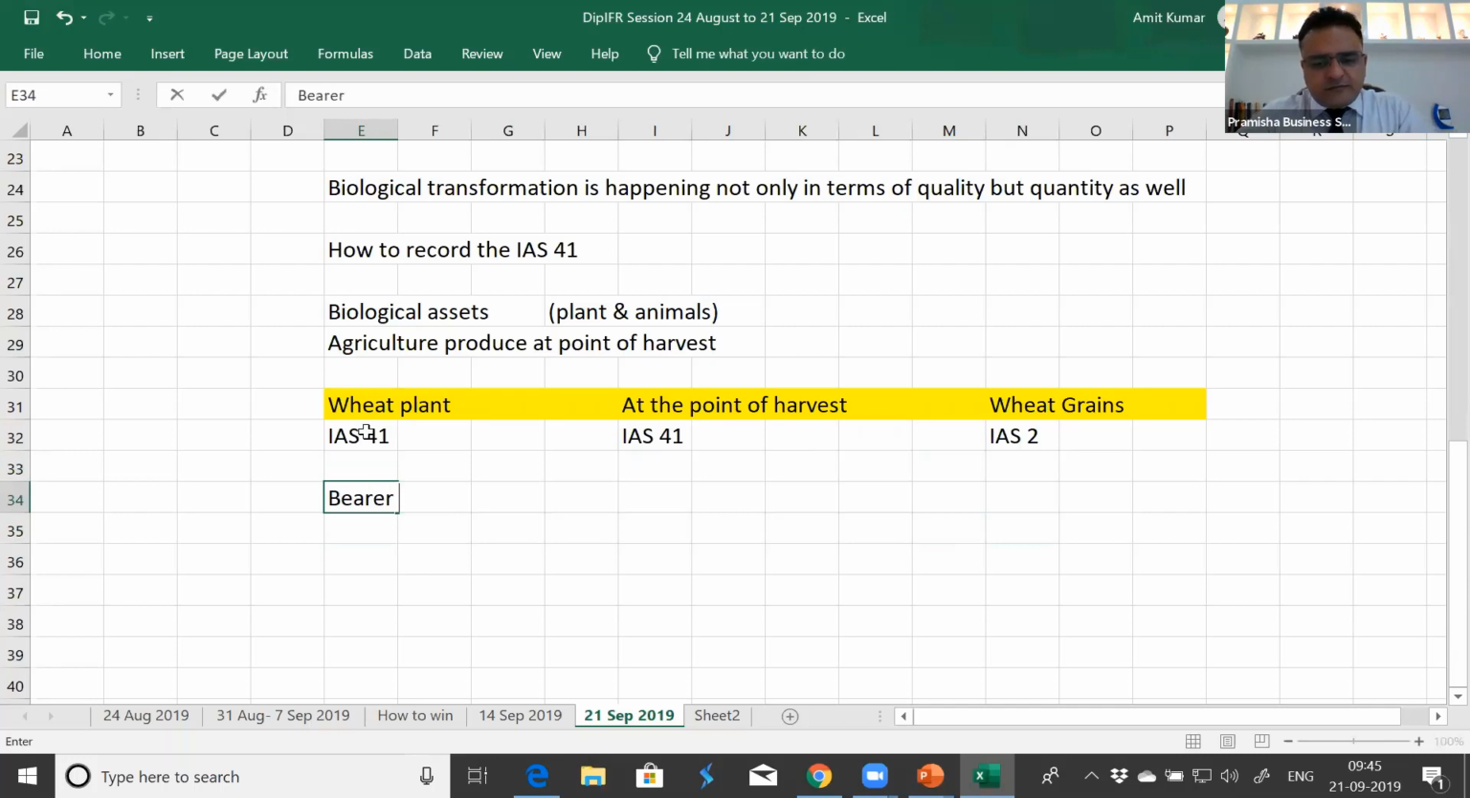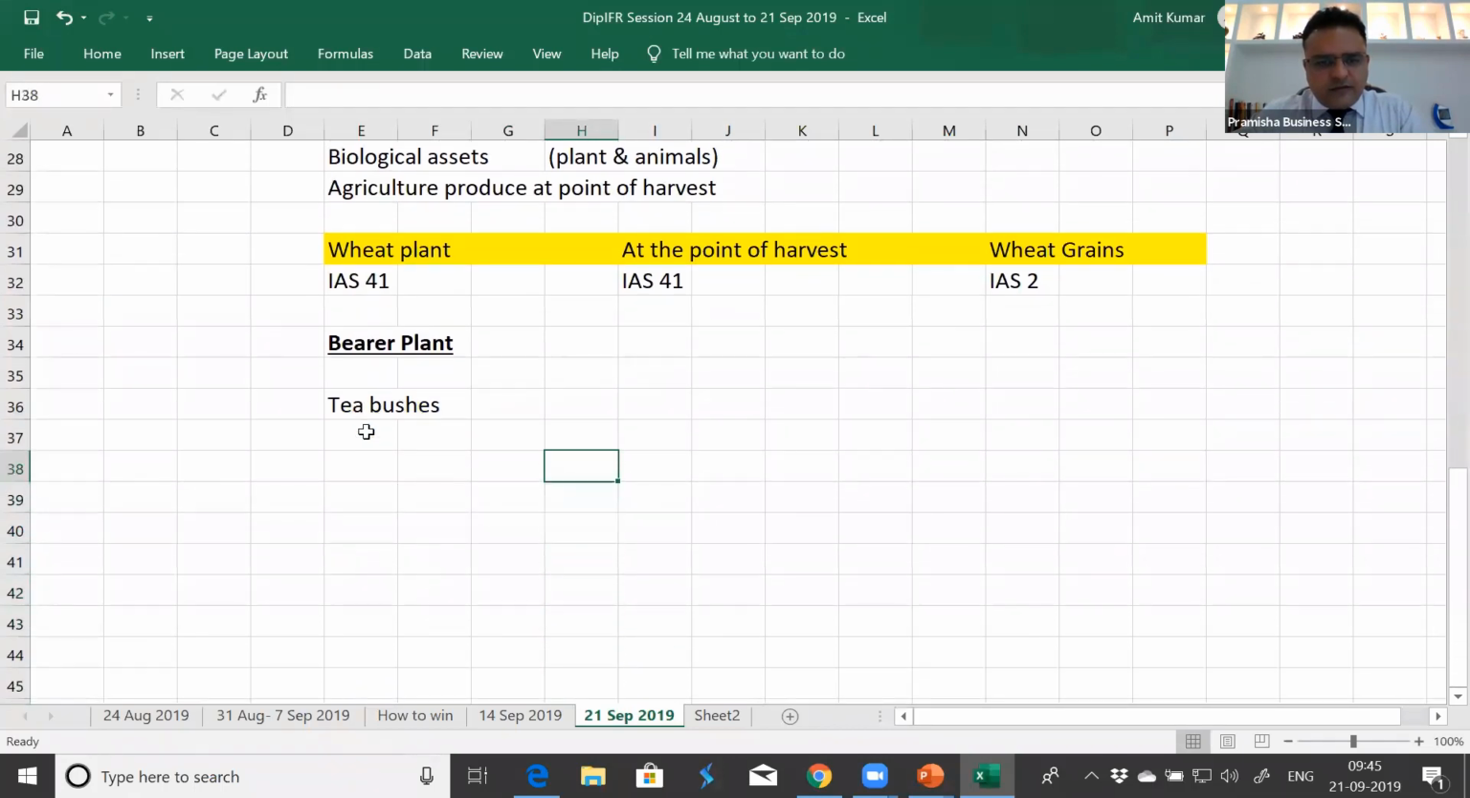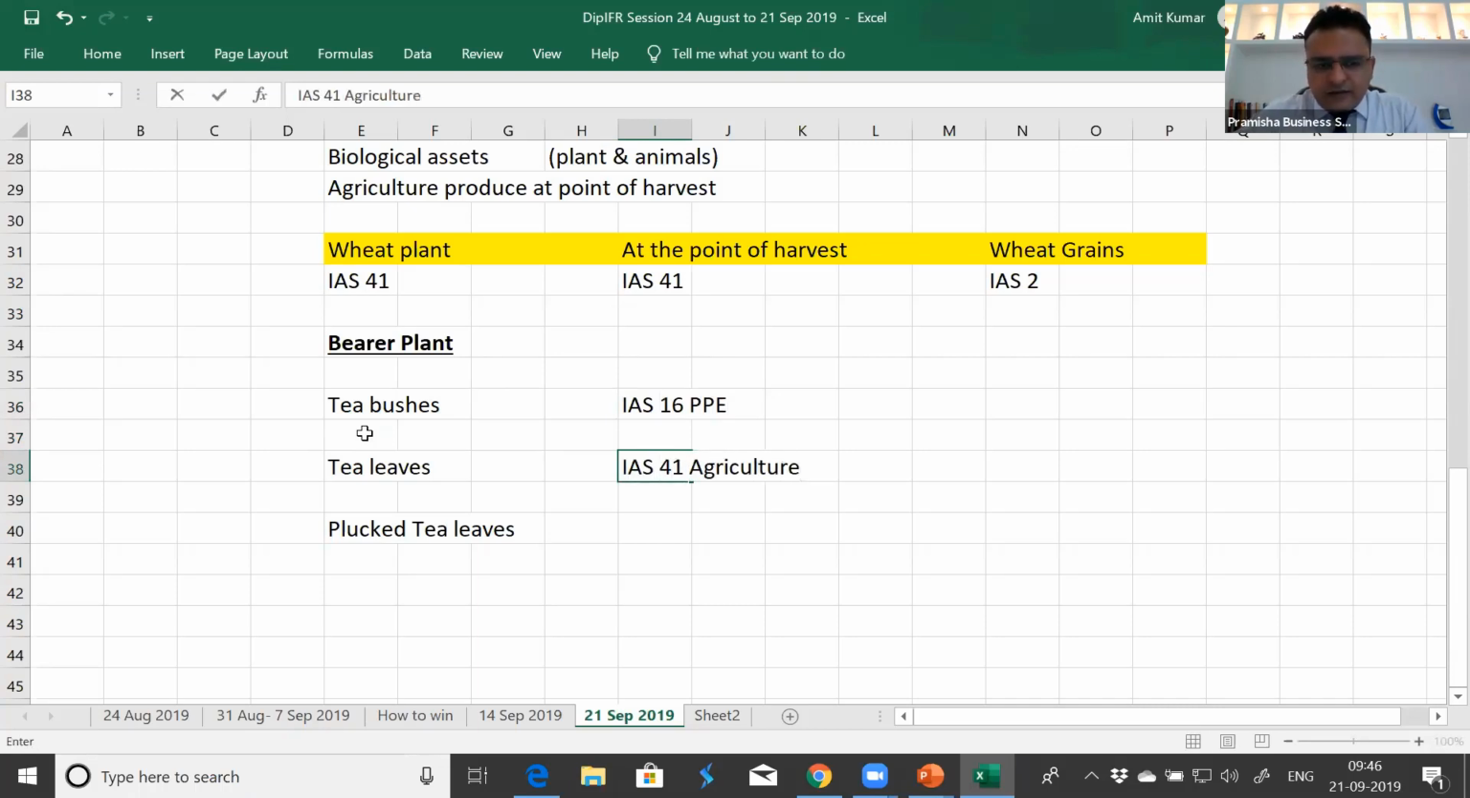Bearer plant, tea bushes, tea leaves, plucked tea leaves, tea bushes. IS 16 PPE, tea leaves, IS 41 agriculture. After they are plucked, they are IS 2 inventories.